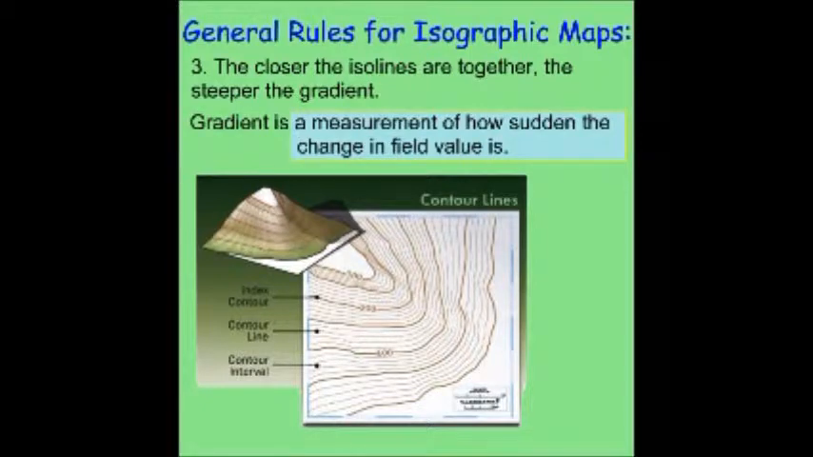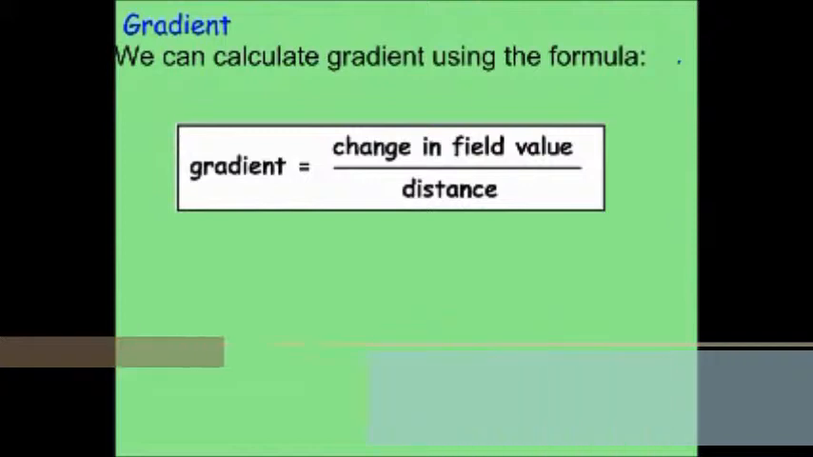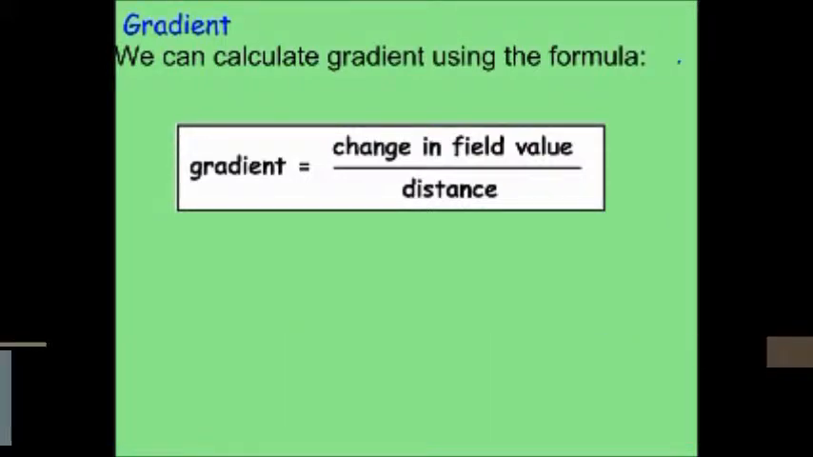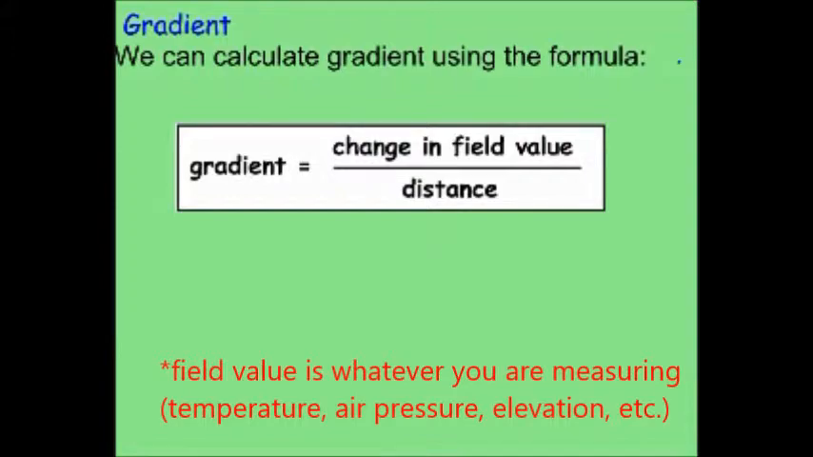Rule number 3 is that the closer the isolines are together, the steeper the gradient. Now the gradient is a measurement of how sudden the change in field value is. And there's a formula which is on the first page of your reference table, and that is that the gradient equals the change in field value divided by the distance.